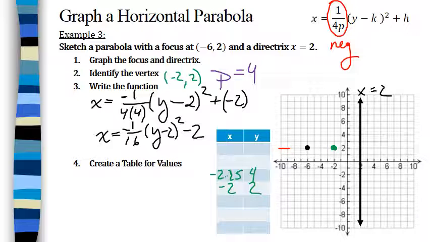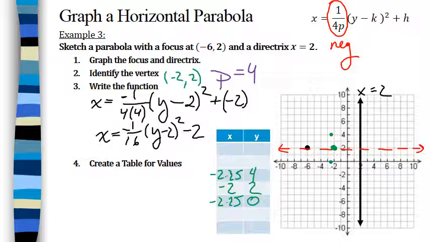And if I look at my axis of symmetry that goes directly through both my vertex and my focus, and I graph -2 1/4, 4, and go 1, 2, 1, 2, and if y is 0, I should also get -2 1/4. And so I can try that out. So if y is 0, 0 minus 2 is -2, squared is 4, divided by -16 is -1/4 minus 2. Okay, so -2.25.